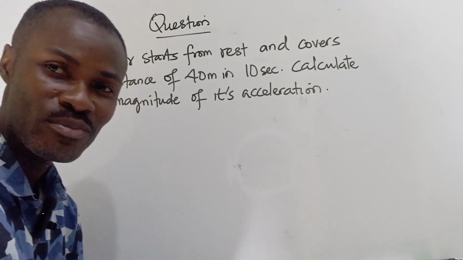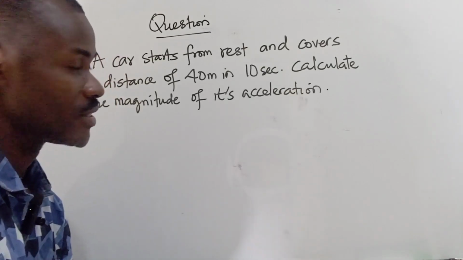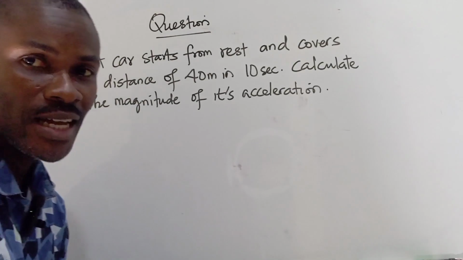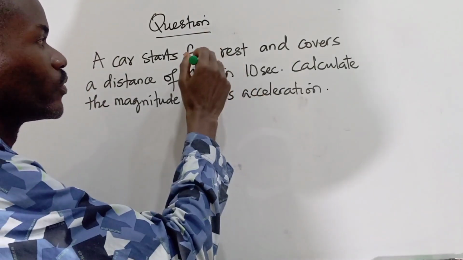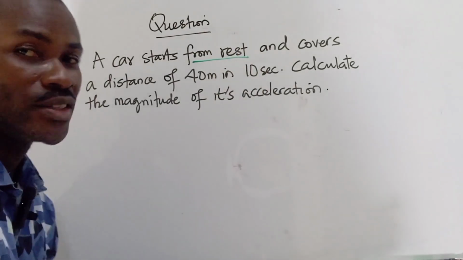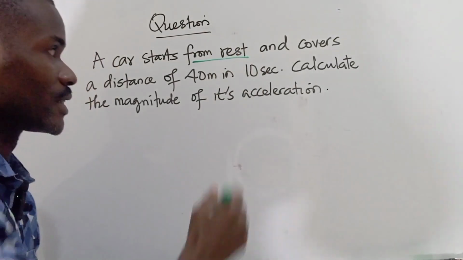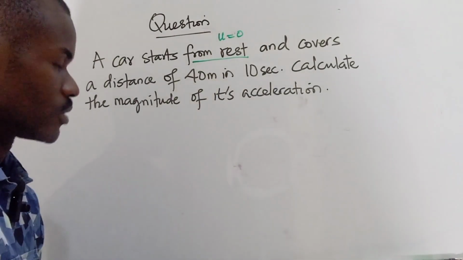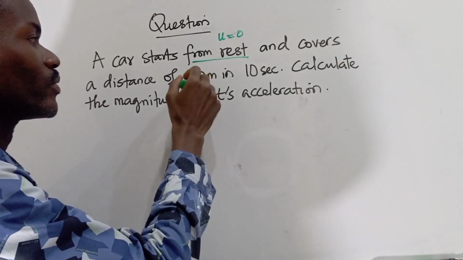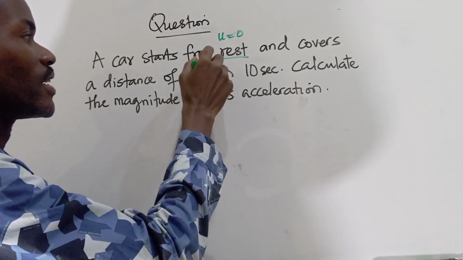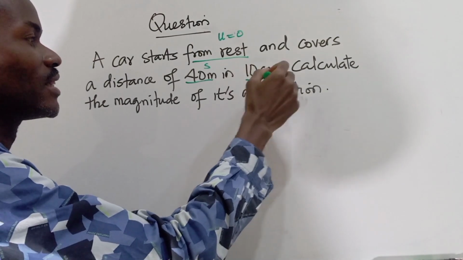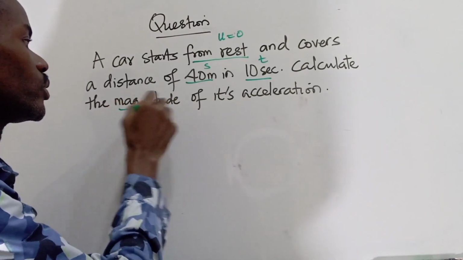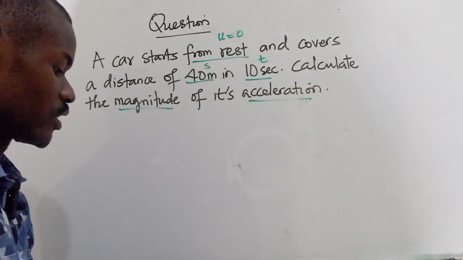Alright, so let's look at this problem on physics. It's actually a simple one. The question says a car starts from rest. From rest already gives us information here: our initial velocity is 0. And covers a distance of 40 meters, this is our S, in 10 seconds, so this is our time. Calculate the magnitude of its acceleration.